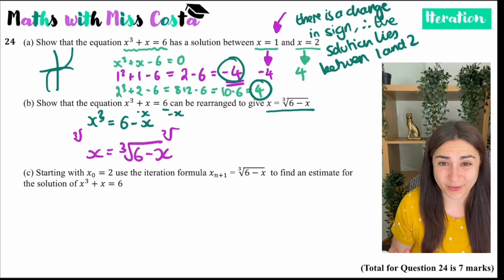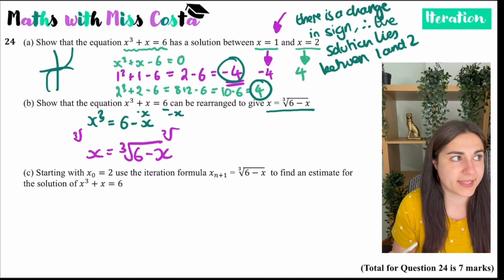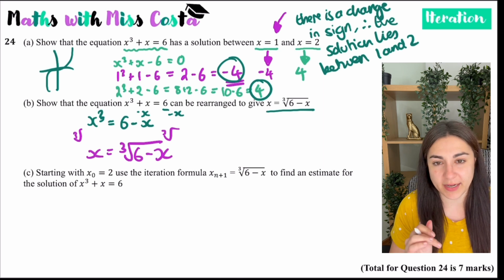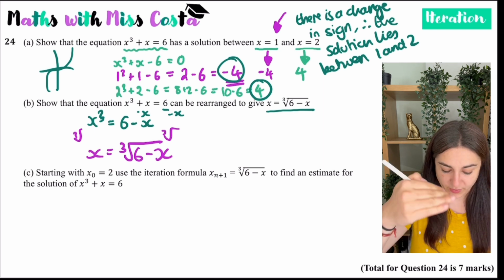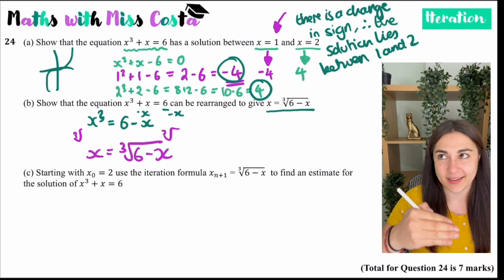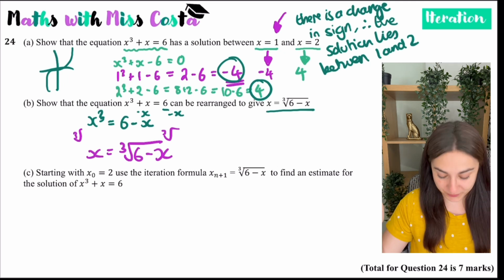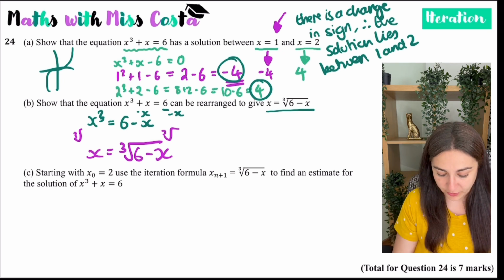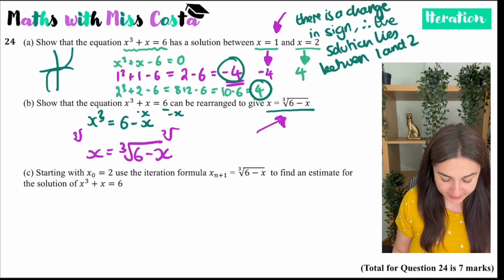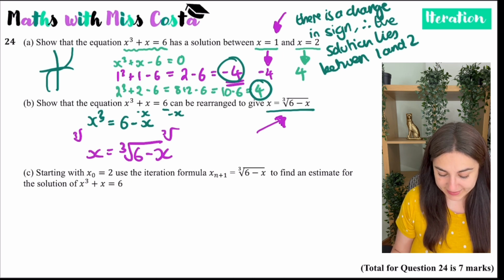Very simple generally, but it's not going to be the instinctive way you're going to want to rearrange. It's rearranging in a way that they have instructed you to. So just be mindful of that. Look at what they want you to rearrange and then use that to give you clues. And then starting with x0 equals 2, use the iteration formula.